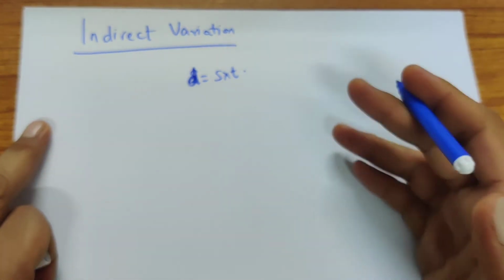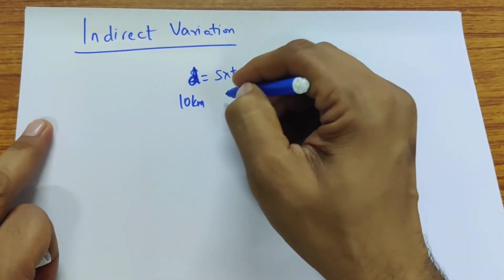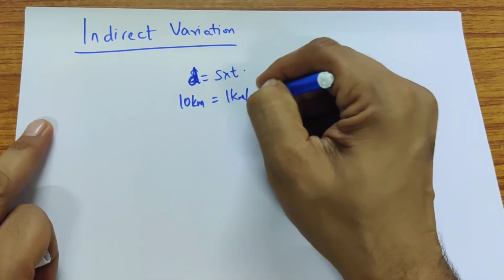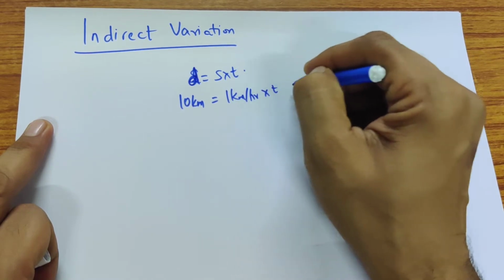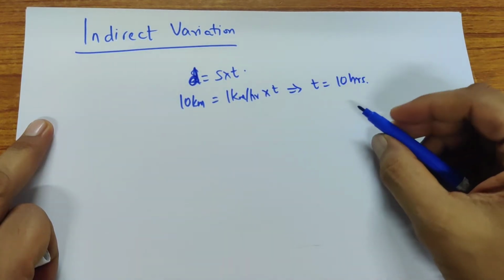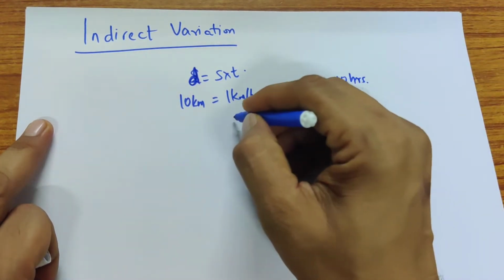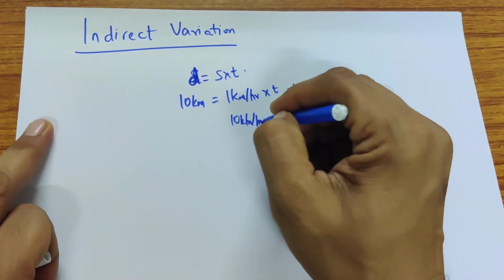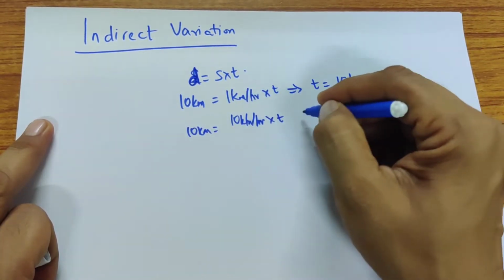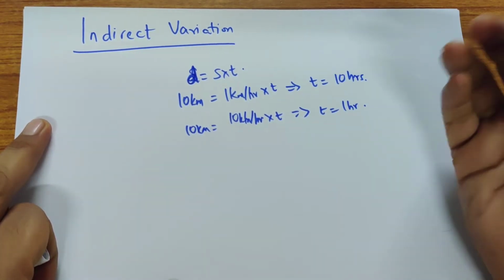Then if you go at a speed of 1 kilometer, you will take 10 hours, right? So this is 10 kilometers, and so if I have 1 kilometer per hour, then I'll get that the time is 10 hours. So basically the faster I go, the lesser time I take, right? So if I'm going at 10 kilometers per hour, the distance is still the same, 10 kilometers, but now the time is 1 hour. So the faster I go, the less time I will take.